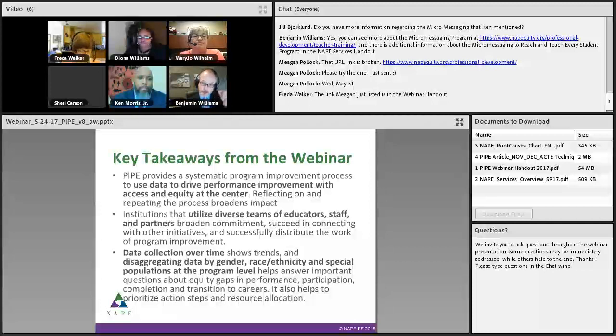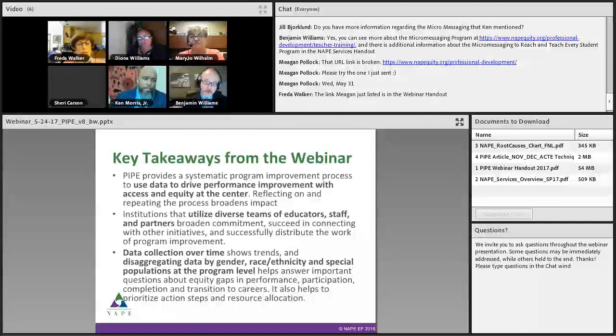And then reflecting on and repeating that process helps to broaden impact, as we've heard about from those who are farther along in the process, such as Mary Jo, for example, and the work at Vantage Career Center, which has been underway now for 6 years, which is really exciting. As you can see, utilizing diverse teams of educators, staff, and partners broadens commitment and I think gives the opportunity to connect with other initiatives so that this is not something that's just an add-on, but a value add, as Ken shared with us. It's an opportunity to leverage and provide a framework for guiding that work.